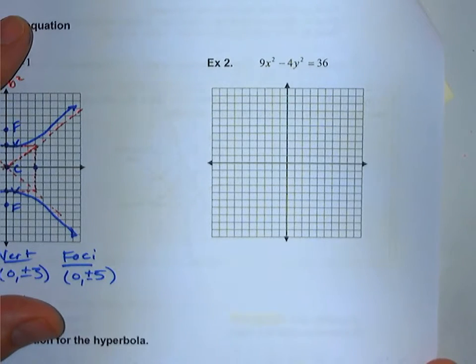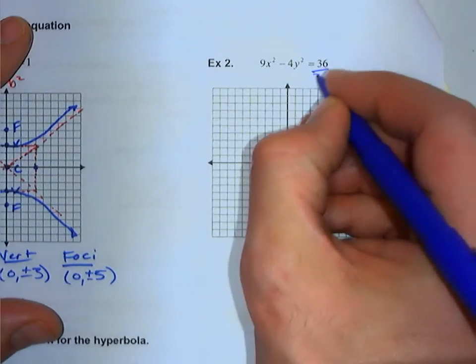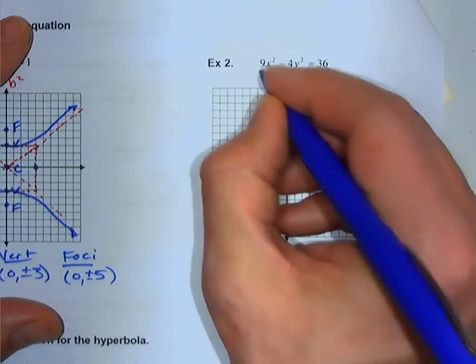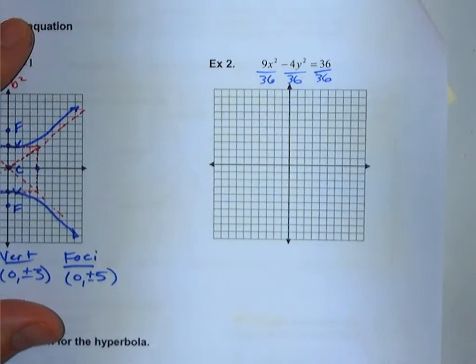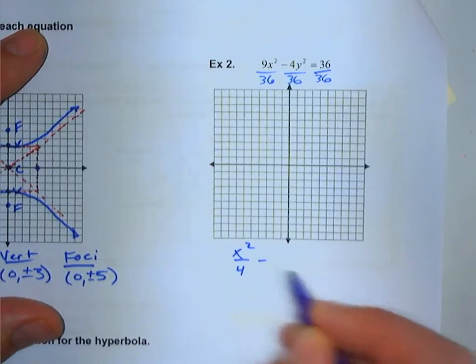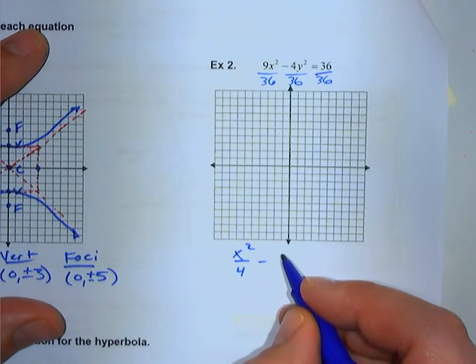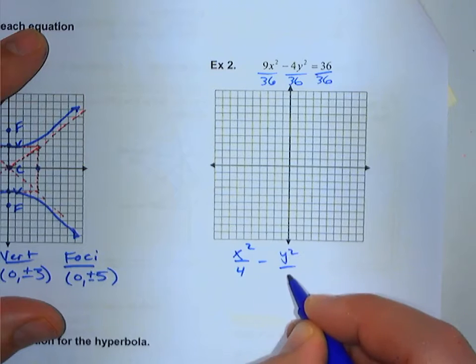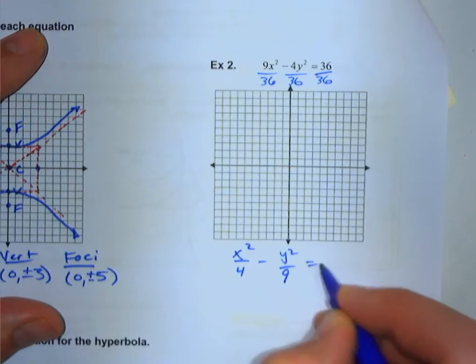All right, next one. I've got 9x squared minus 4y squared equals 36. So we take a look. We always want equal to 1. So what do we got to do? Divide everything by 36. Go ahead and reduce, you pirates. Our 9 over 36 reduces to x squared over 4 minus 4 over 36 is minus y squared over 9, and then equals 1.